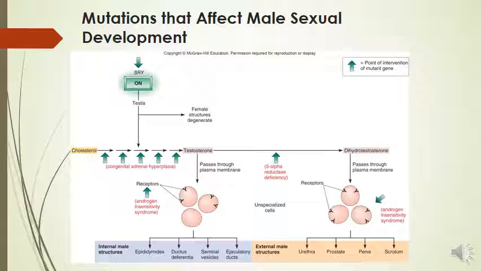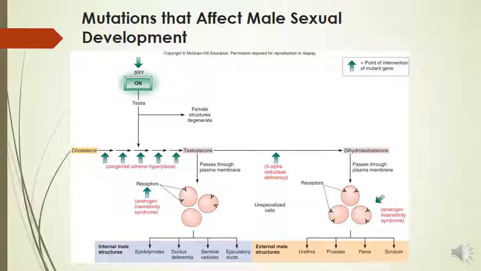Here we see a diagram that is showing you the mutations that affect male development. In a normal male, in prenatal development, there's the activation of a set of genes beginning with the SRY, which sends signals that destroy the female rudiments while activating the biochemical pathway that produces testosterone and dihydrotestosterone, which promotes the development of male structures.